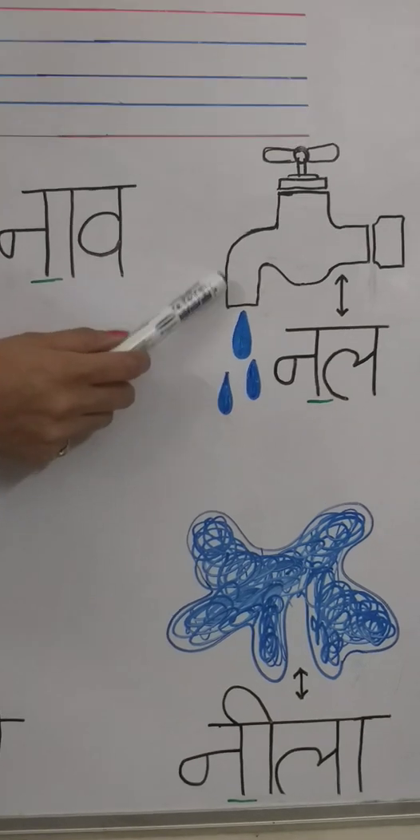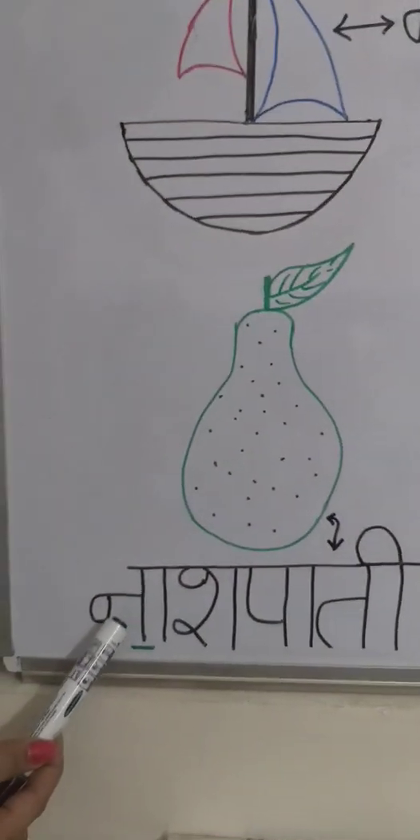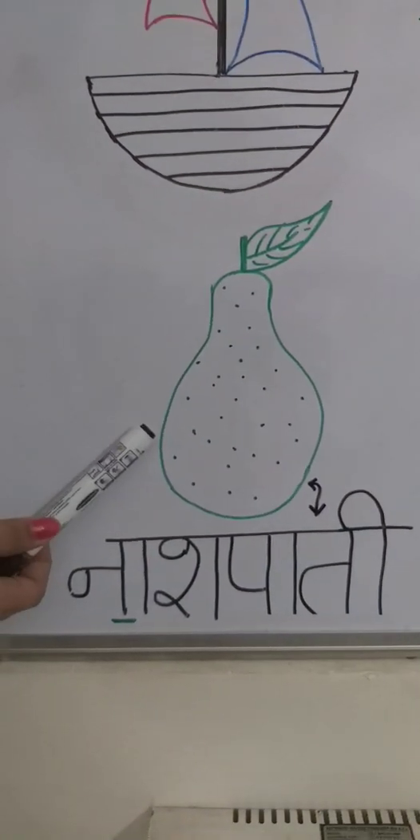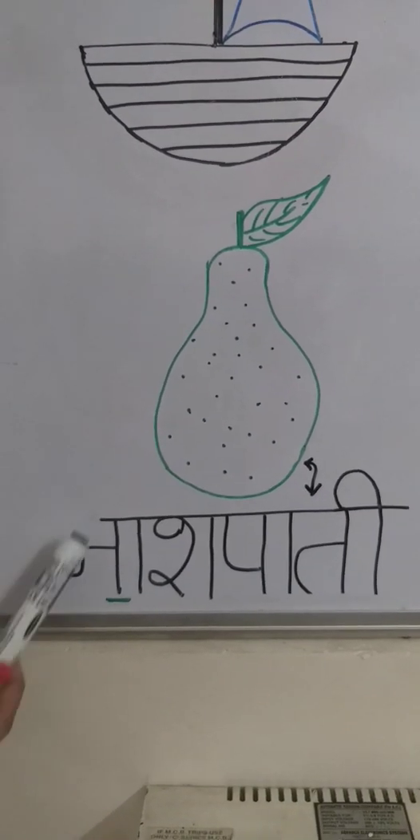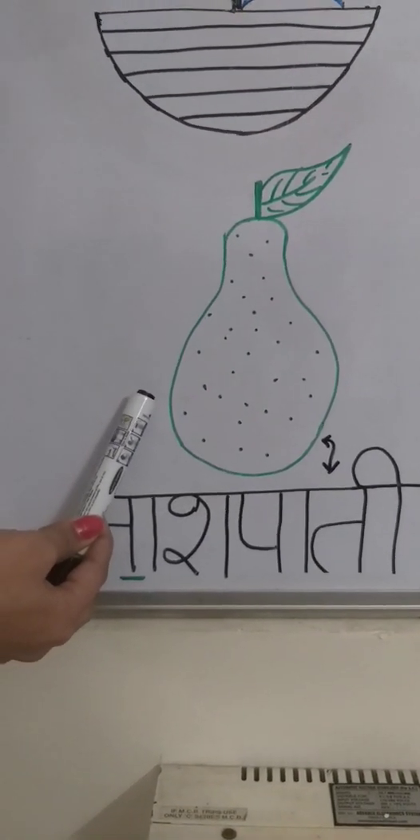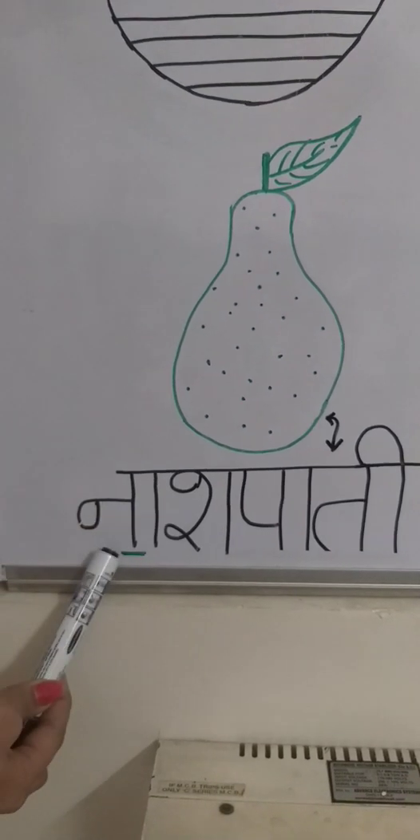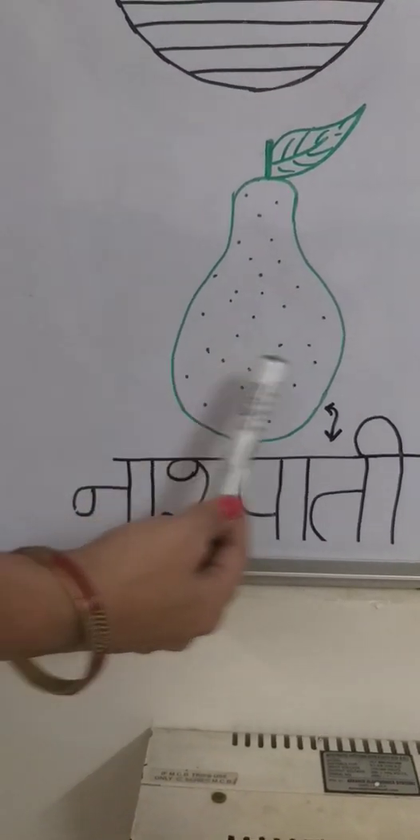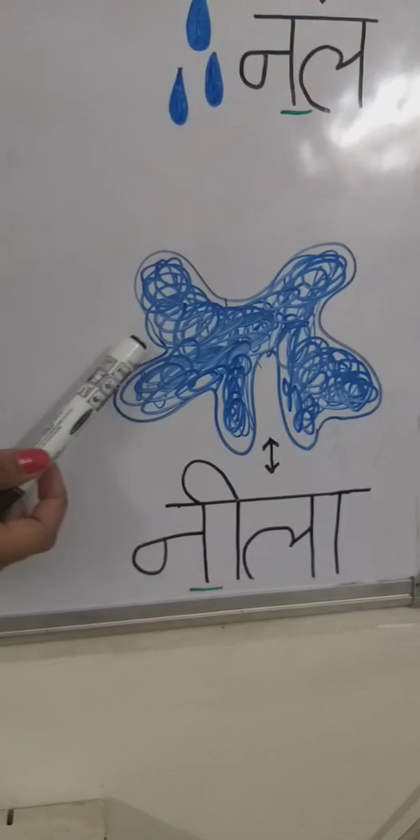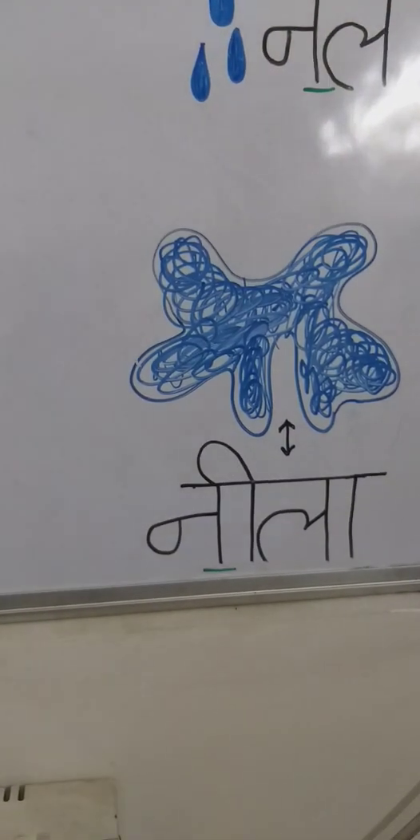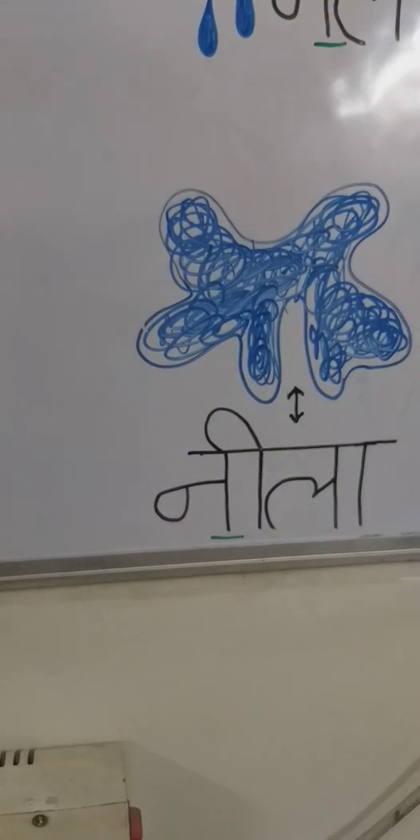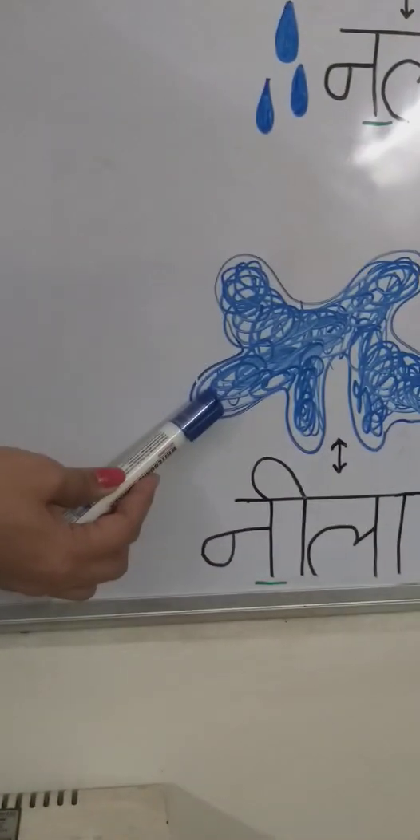Nal. Next, naashpati. Naashpati. It's a fruit. It's a healthy fruit. Naashpati. Neela. Neela. Which color is this? It's a blue color. Neela.